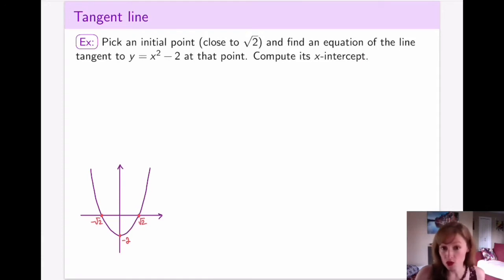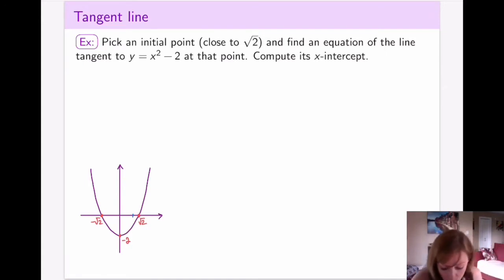Now, first thing I'm going to do, because this is very nicely visualized with the graph, I'm going to sketch the situation first. I need to pick a point close to square root of 2. Well, I know that 1 squared is 1 and 2 squared is 4, so root 2 is somewhere between 1 and 2. 1 seems to be a good point, so 1 will be my initial first point. So here I'm going to pick x equals 1, and I'm going to call it x0. It's my 0th guess, 0th approximation. I haven't done anything for it yet.